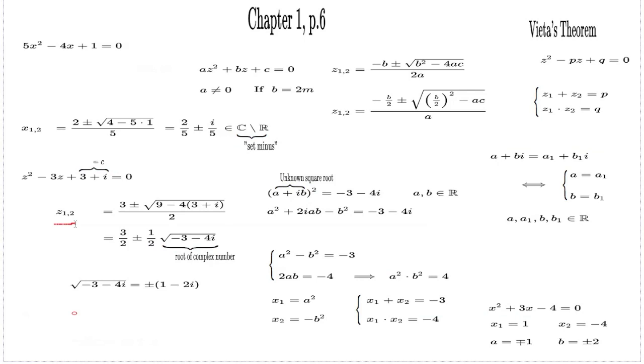And now I can finish that z1,2, the roots we are looking for, is 3 over 2, that's this first thing, plus minus 1/2, and now for the root goes the expression we have just computed. You can of course open the brackets here, do your arithmetic, and if you do that, you will end up with two roots like so.